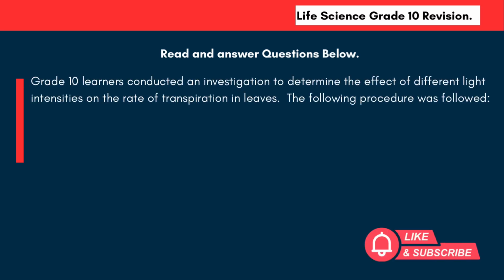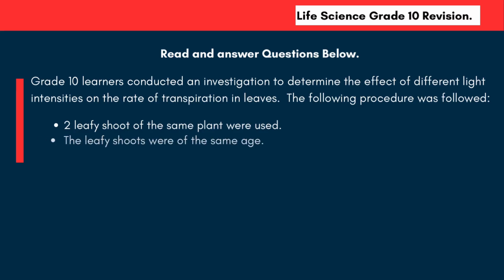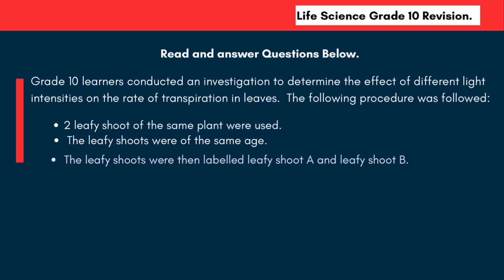Grade 10 learners conducted an investigation to determine the effect of different light intensities on the rate of transpiration in leaves. The following procedure was followed. 1. Two leafy shoots of the same plant were used. 2. The leafy shoots were of the same age. 3. The leafy shoots were then labeled leafy shoot A and leafy shoot B.